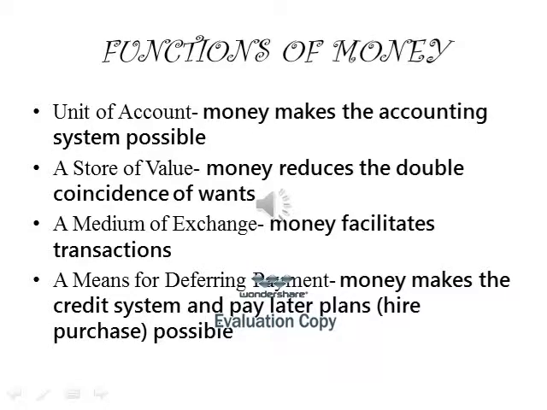Functions of money. Unit of account. Money makes the accounting system possible. Store of value. Money reduces the double coincidence of wants. Medium of exchange. Money facilitates transactions and is a means for deferring payment. Money makes the credit system and pay later possible.